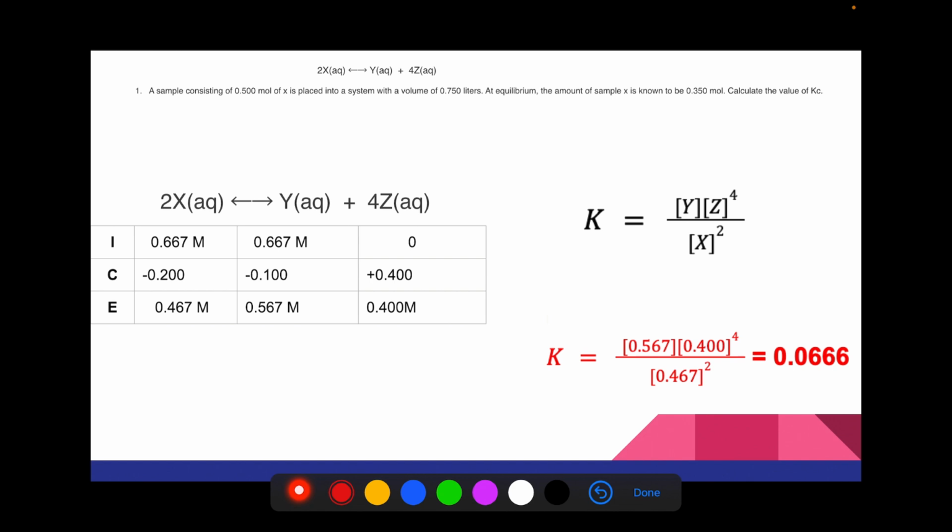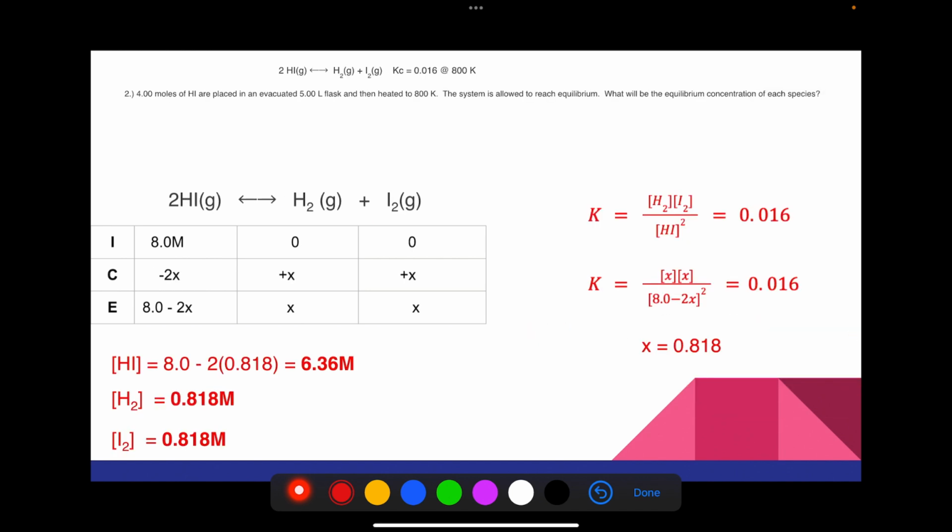Welcome back. Here's what you should have gotten for number 1. In this case, we were given initial and equilibrium conditions, so I was able to calculate a change. I took into account the stoichiometry, being 2 to 1 to 4, and that allowed me to calculate equilibrium concentrations and then a K value.